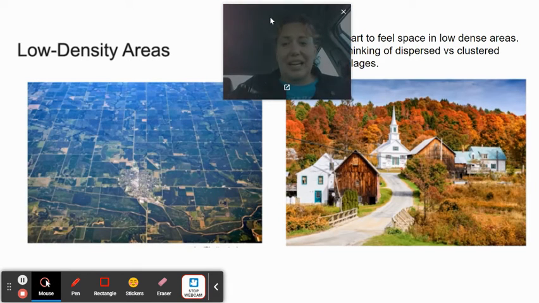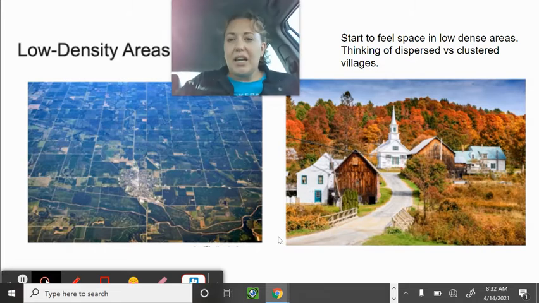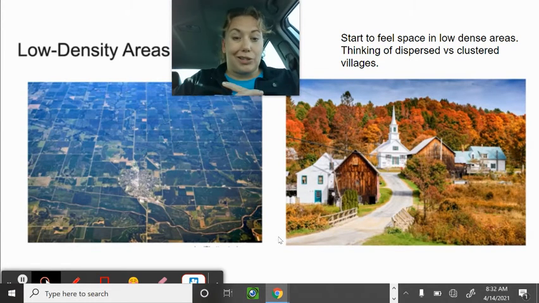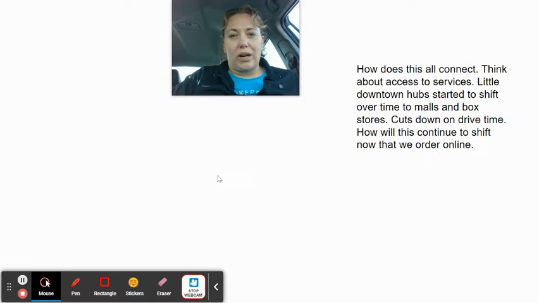All right, so low density, again, when we get out into rural areas, we start to see dispersed villages instead of clustered all around something. People like to live out here for more access to land and whatnot.